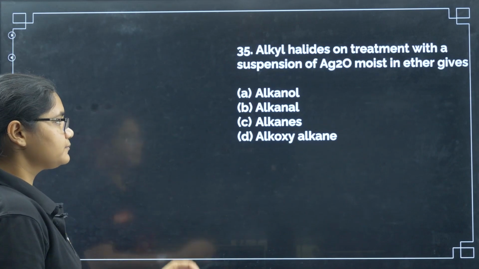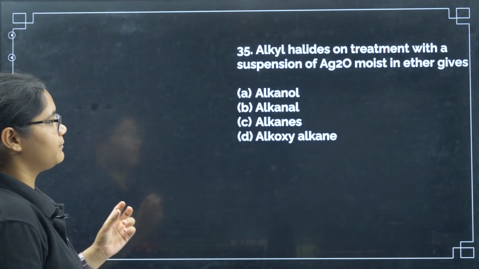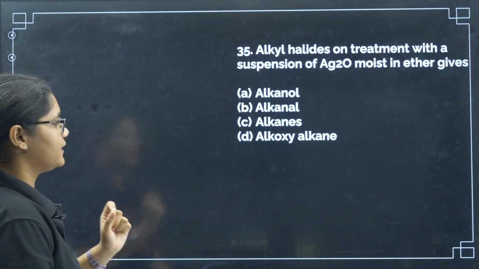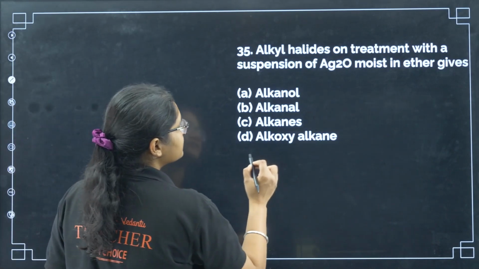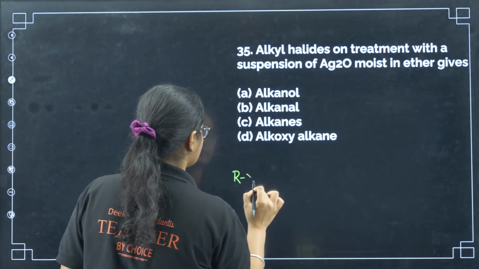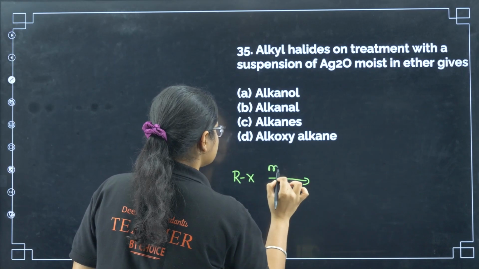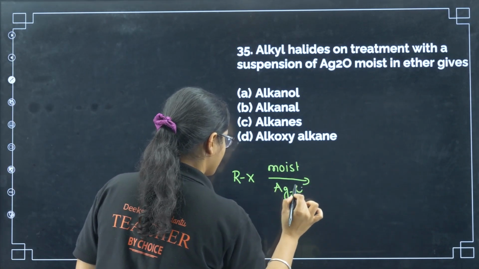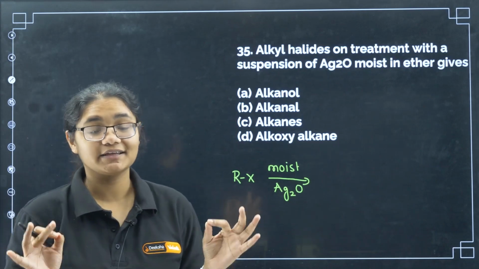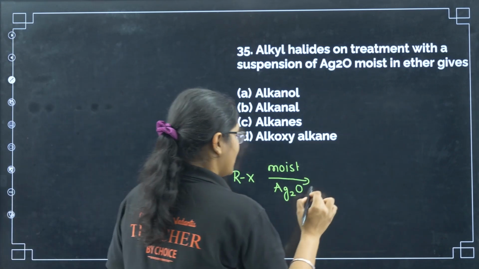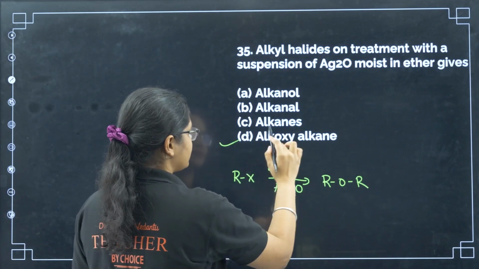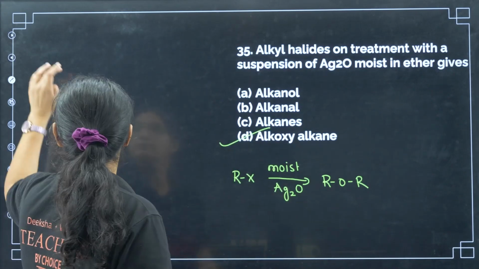Next, alkyl halides on treatment with a suspension of moist Ag2O in ether give you... So in this one, RX with moist Ag2O gives you ether, alkoxyalkane. So that is option number D here.